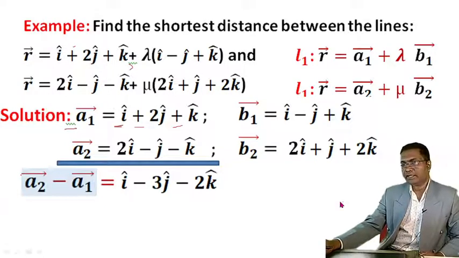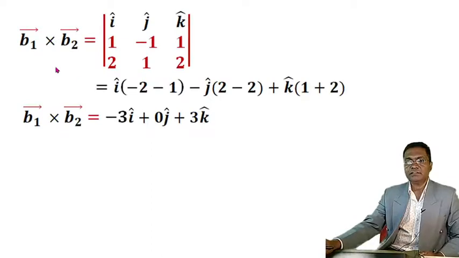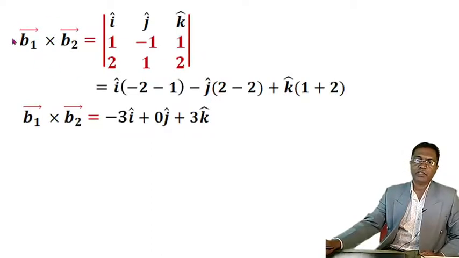So you have to find that. Next, b1 and b2 stand for this, comparing this with this. So this is your b1 vector and this is your b2 vector. You need to find b1 cross b2. As we know how to find the cross product of two vectors in the form of a determinant that we studied in vector algebra.